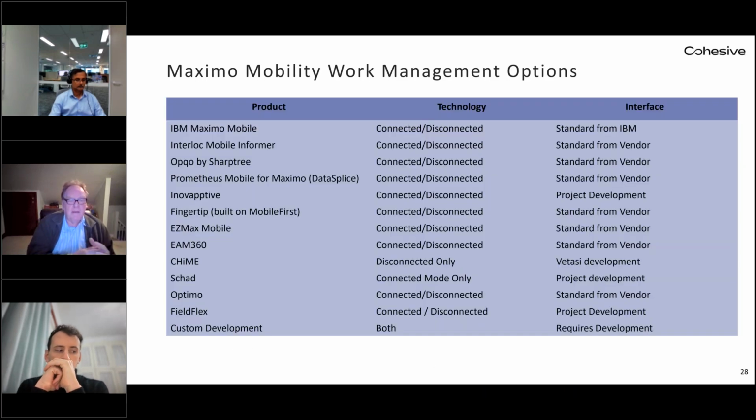So this is just a short list of some of the Maximo mobile options we've worked with. There's another 10 or so. I know over 20 mobile solutions for Maximo. And the last one on the list there is custom development. Now, each one's got different technology. Any utility will need disconnected mode. You need to be able to work disconnected and then synchronize the data when you get back into contact.